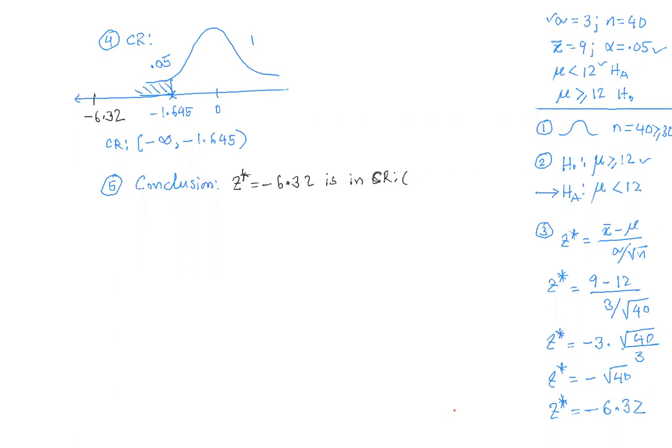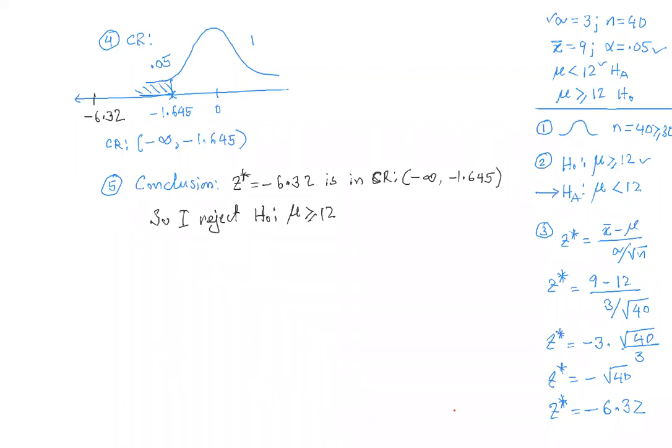The critical region, negative infinity to negative 1.645. So I reject the null hypothesis, which is H sub 0, that mu is greater than or equal to 12. So at 0.05 significance level, you reject the null hypothesis that the average number of books that Americans read per year is greater than or equal to 12. And that is how you will do this problem.